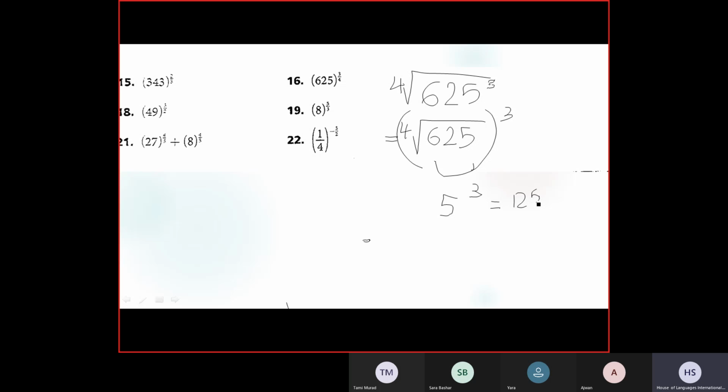First one, I say it's 125. It's 25 times 25. This is square root, and I multiply it 2 times. Right. Now, number... Yes, 5 times 5.